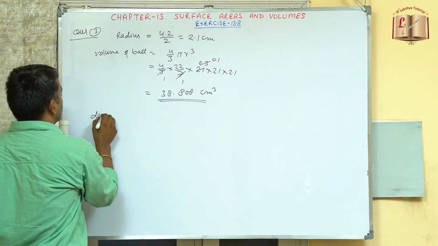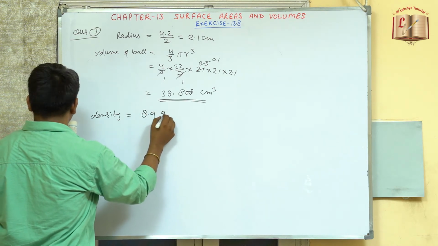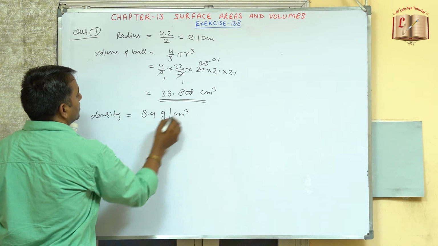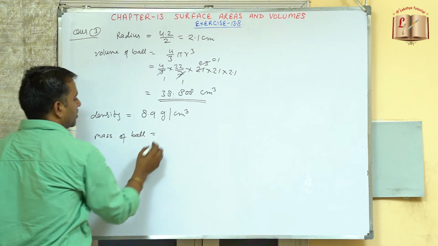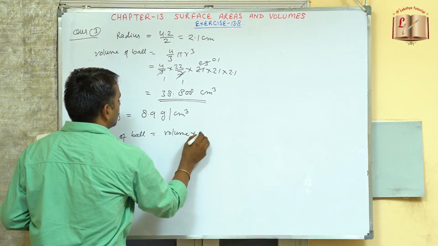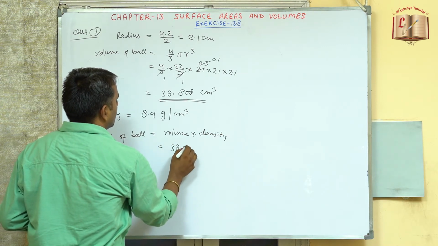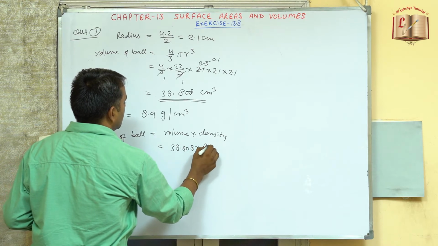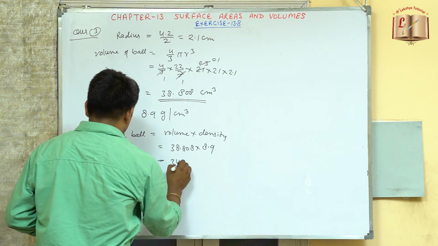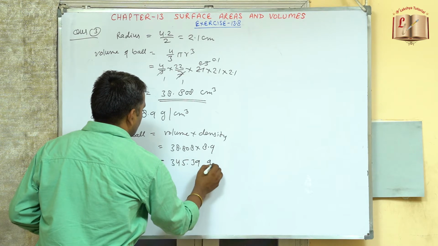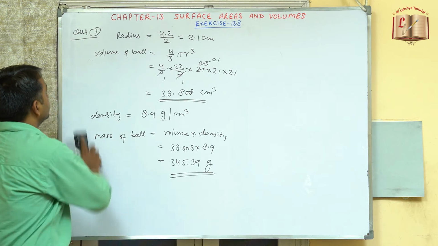So density is given to us. Density is equals to, this is 8.9 grams per centimeter cube. So mass of ball is given as volume into density. So volume we already got, 38.808 into density is 8.9. So this will be equals to now 345.39 grams. So we got the weight. So this is equals to volume into density.